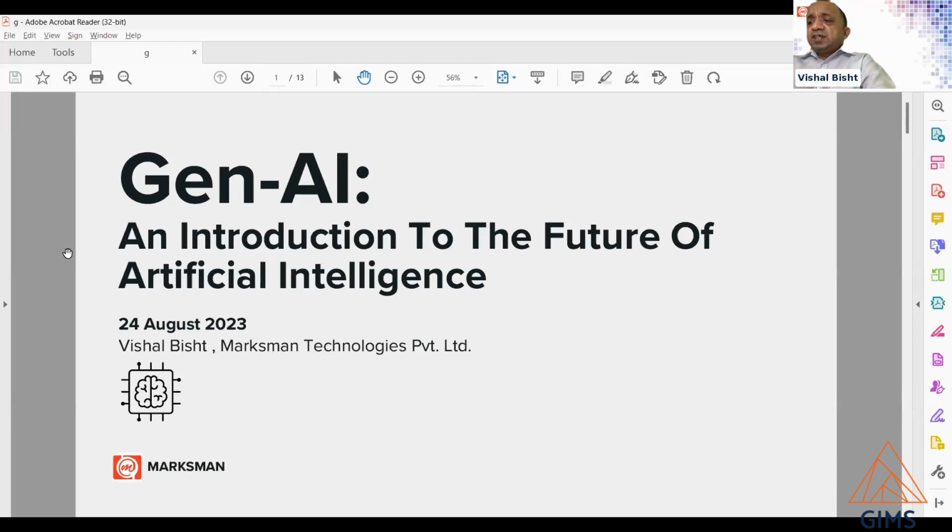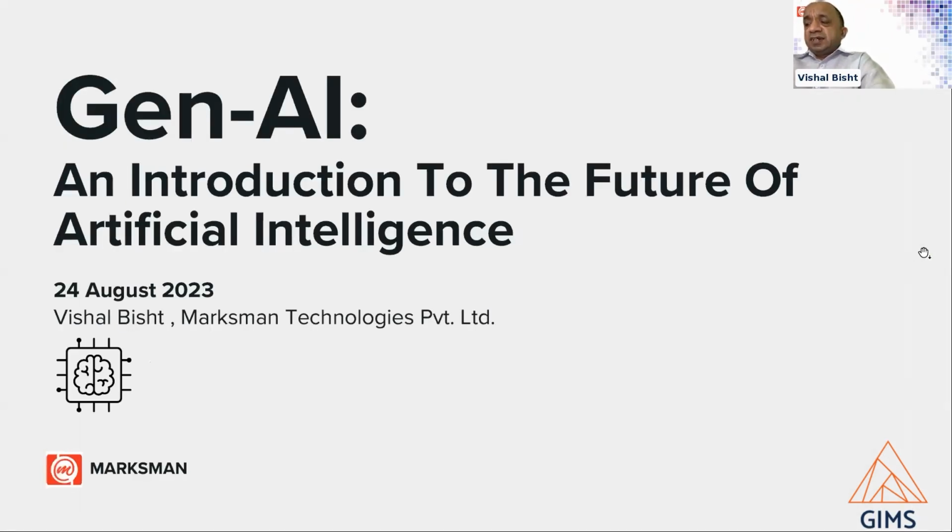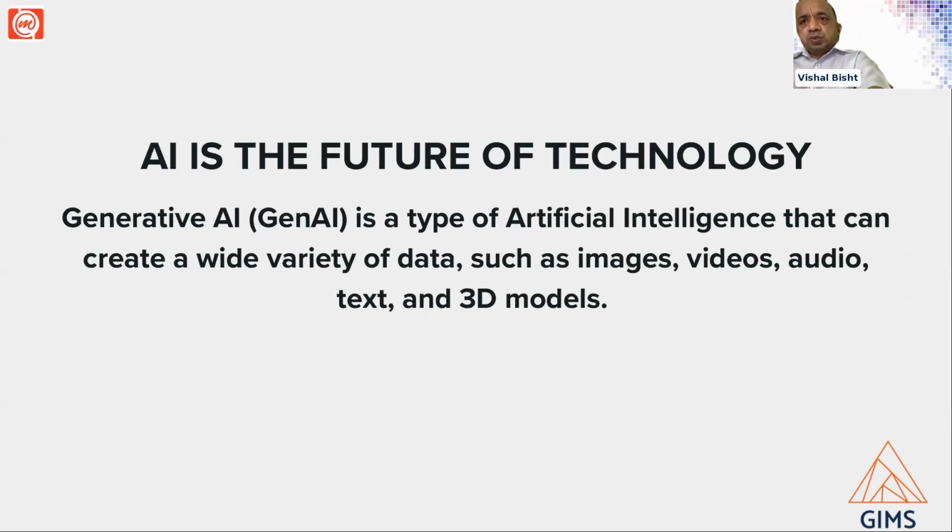Basically, the difference between normal AI and generative AI is that normal AI is a set of instructions which we give to the computers, and it works the programs according to the instructions we give. In the generative AI part, AI is the future of technology, and Gen AI is the type of artificial intelligence that can create a wide variety of data such as images, video, audio, text, and 3D models.